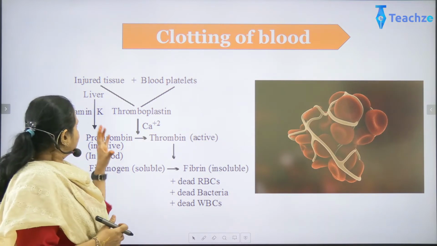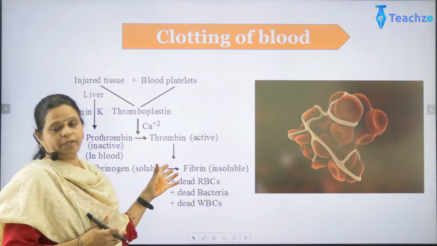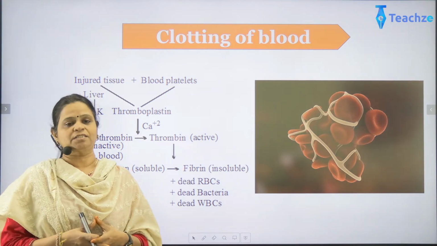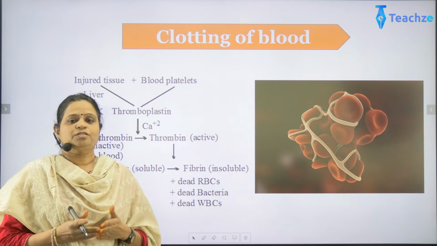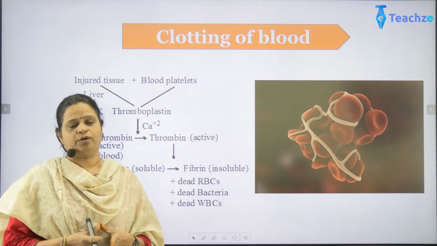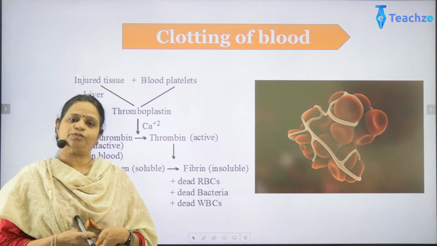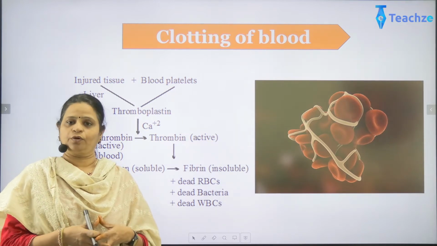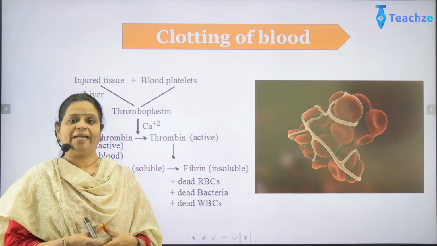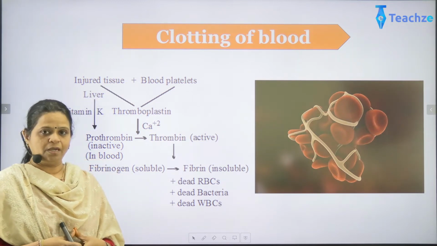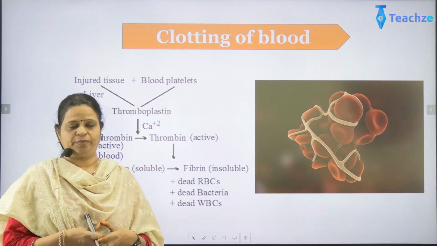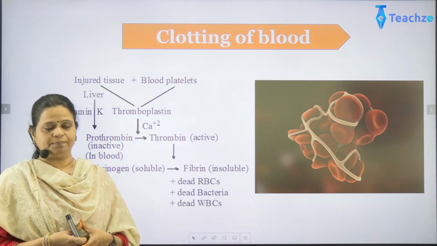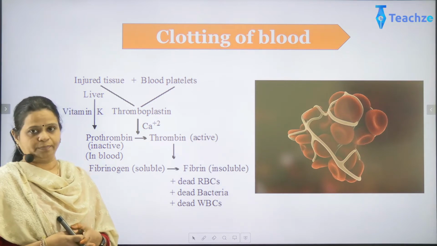Now coming to the topic, how clotting occurs. First, what are the factors which help in clotting? In the previous session we saw the thrombocytes, or platelets, which are part of the cellular components of blood, and these help in clotting of blood. We have already seen this before. Now we will look at the procedure by which these platelets help in clotting of the blood.